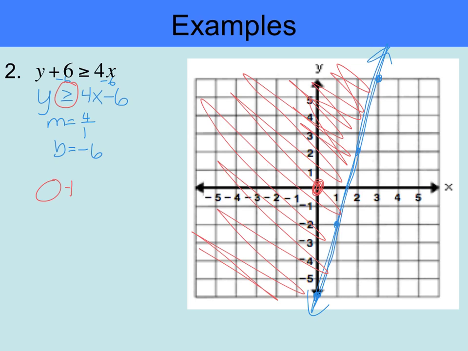So this is an easy one. If you plug in 0, 0, we should get a true statement. And we end up with 6 is greater than or equal to 0, which is true, which means you should have definitely shaded towards 0, 0.